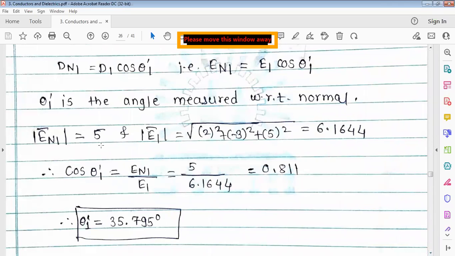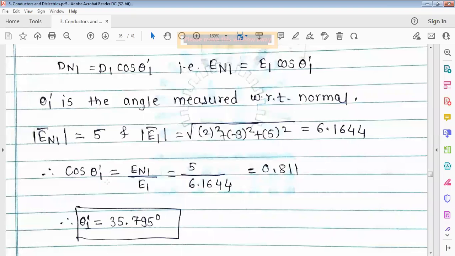So the mod of E bar n1 is equal to 5, and mod of E1 bar, that is the first equation given in the example, is 2a bar x minus 3a bar y plus 5a bar z. For finding its mod, we are taking the square root. So it is the square root of 2 square plus minus 3 square plus 5 square, which is equal to 6.1644.